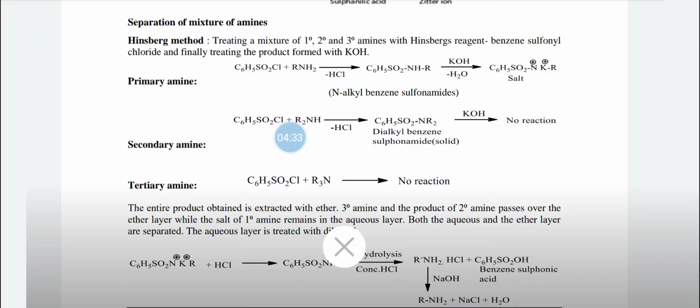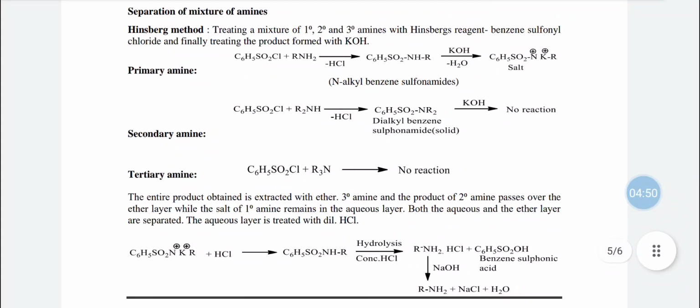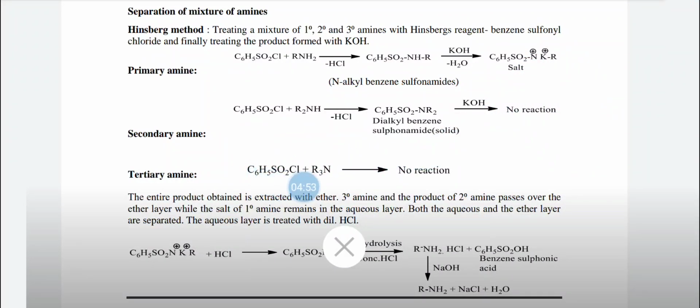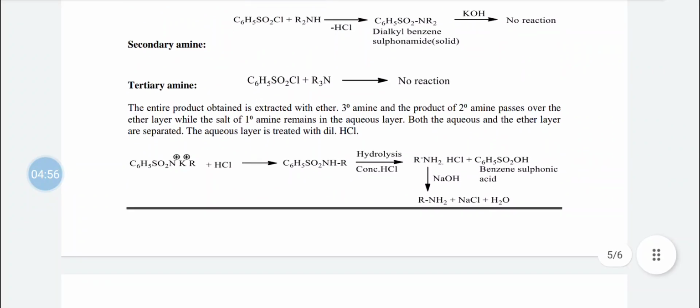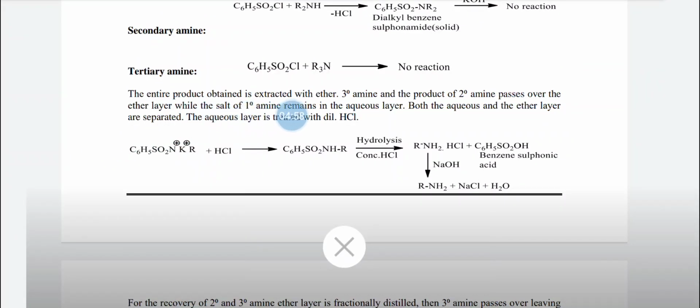Secondary amine undergoes the same reaction with benzene sulfonyl chloride, removal of HCl takes place and dialkyl benzene sulfonamide will be formed, which is a solid and which further will not react with the KOH, while tertiary amine will not react with the benzene sulfonyl chloride. Thus, we are getting a mixture of a salt, a solid and the tertiary amine as such. Now, the entire product will be extracted with ether. So the tertiary amine and the product of secondary amine, that is a solid, will pass over to the ether layer since they are organic compounds, while the primary amine, which is a salt, remains in the aqueous layer.